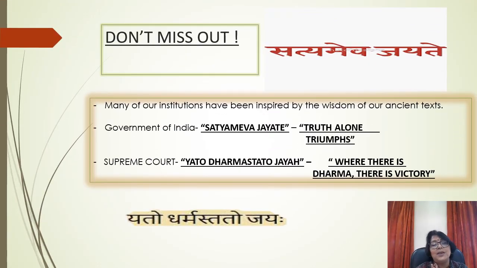Now, this is something very important: in India, many of our institutions have been inspired by the wisdom of ancient scriptures and ancient texts. For example, Satyamev Jayate is the logo of the government of India. It means truth alone triumphs. And for the Supreme Court, Yato dharmastato jaya: where there is dharma, there is victory. This is very important. We should always remember that our ancient scriptures are the source of wisdom.